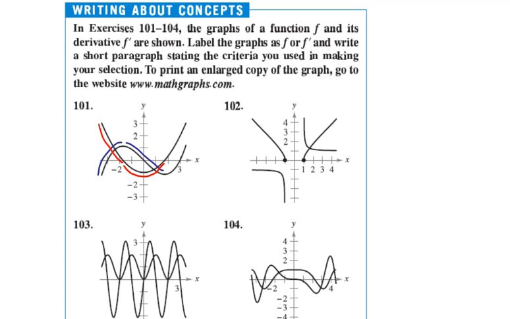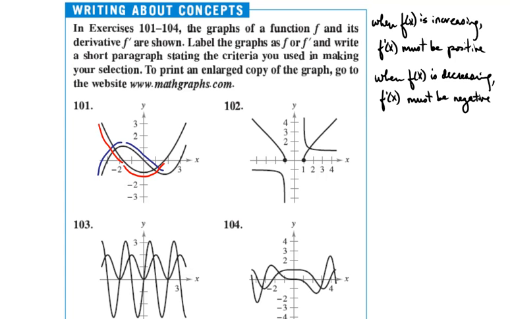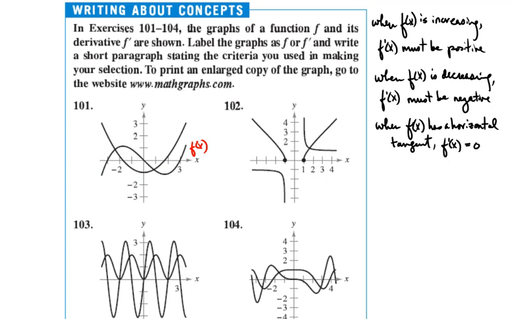So we can see when the original function is increasing, the derivative must be positive. So I'll write that down there. When f of x is decreasing, f prime of x must be negative. And when f of x has a horizontal tangent, f prime of x has to equal 0. And so we can see in problem 101 that the cubic function would be the f of x, and the parabola would be f prime of x.